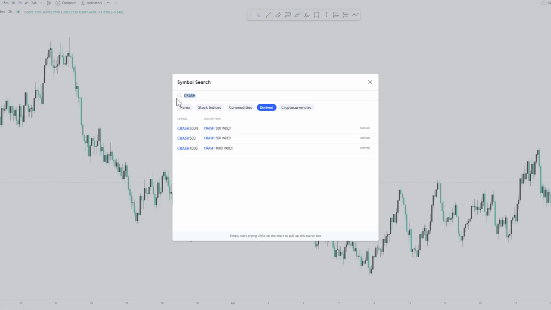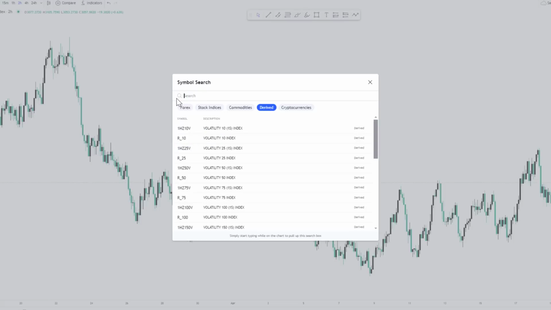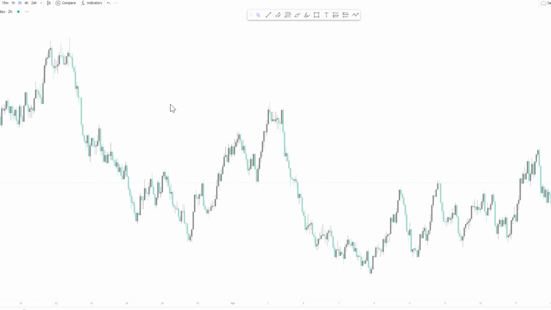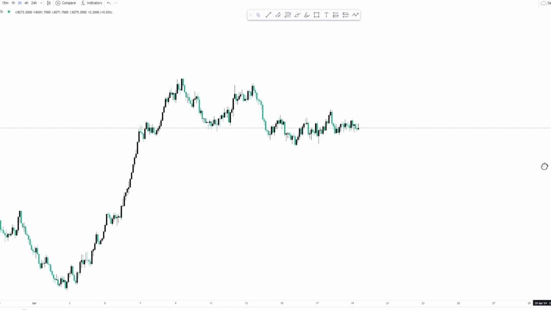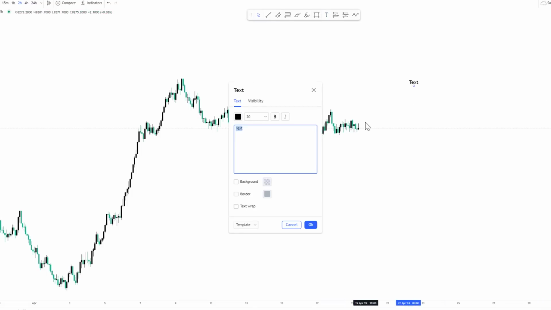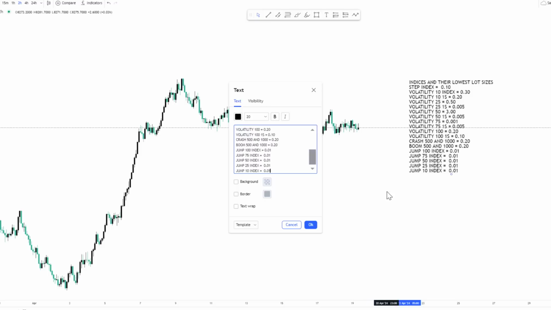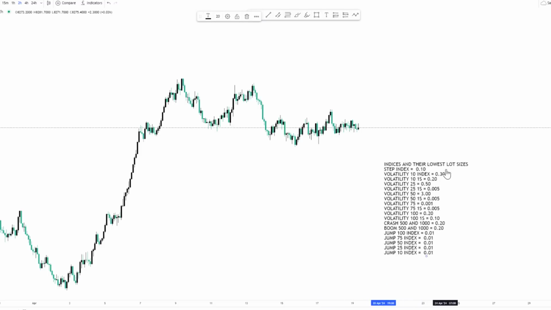So let's start with the first example I'm going to explain, which I think is on step index. Now, one thing I really want to talk about is, I said they have different lot sizes. I also referred to one of my old notes to get the lot size. So each of them has its lowest lot size, and this is indices and their lowest lot size.